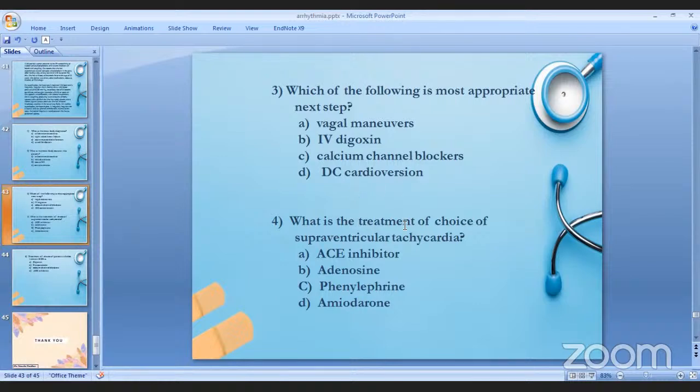Now the fourth one is, what is the treatment of choice of supraventricular tachycardia? I have added this question because it is one of the most common questions when it comes to arrhythmia. NMC asks this question very often. The answer for supraventricular tachycardia is adenosine because it blocks the junctional rhythm. It doesn't apply in all cases, but in some cases of supraventricular tachycardia adenosine works because, as I've said earlier, the AV nodal junction blockers are ABCD: adenosine, beta blocker, calcium channel blocker, and digitalis. So the answer is adenosine, the treatment of choice of supraventricular tachycardia.